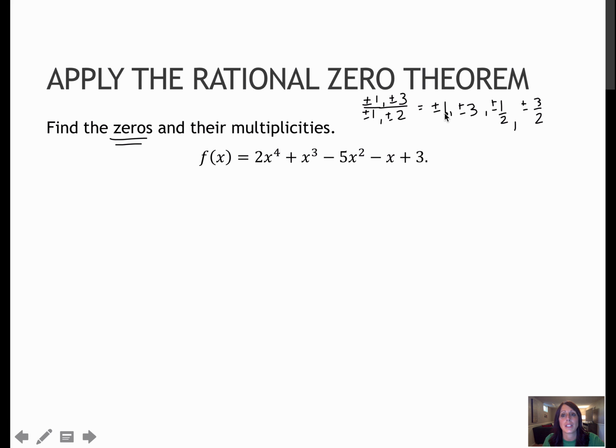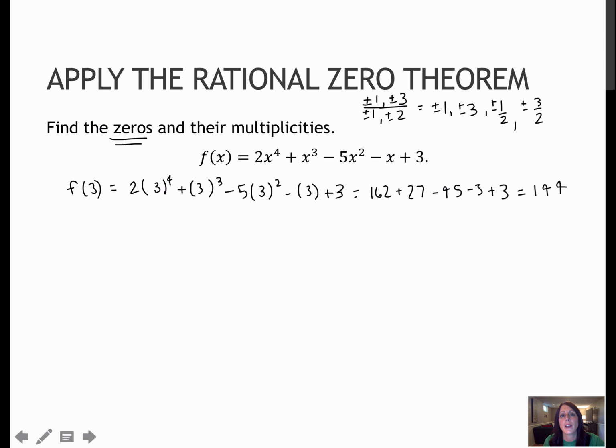So now I'm just basically going to choose any of those 8 possibilities, either positive 1, negative 1, positive 3, negative 3, etc. And I'm just going to plug it in for x. So let's try f of 3 and see what happens. And I find when I plug in 3 that I get 144. So if I don't get 0, I just keep trying. So I didn't get a 0 here.